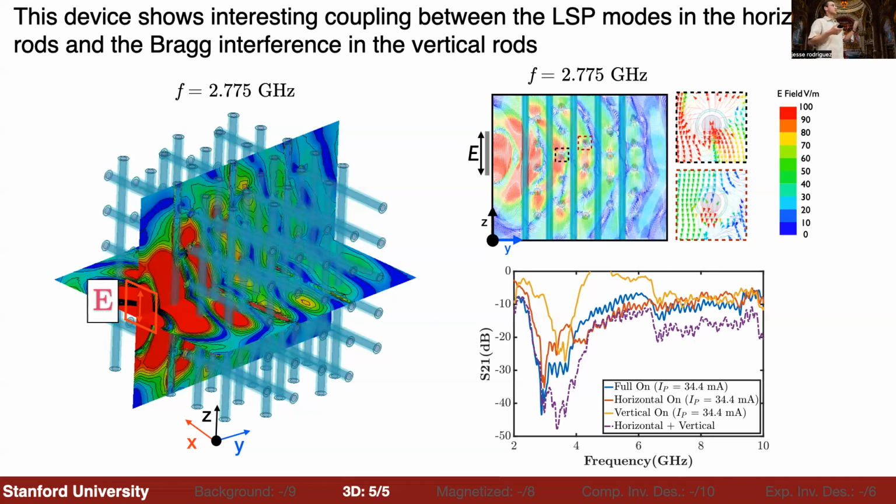And that shows you that you're getting this interesting coupling between those modes in the vertical and horizontal rods. So you have all that complex behavior going on with this 3D device that's composed of just non-magnetized plasma. It's nothing super crazy. Okay, so we've demonstrated this complex behavior with 3D devices. We've taken that step up, but what about magnetized plasma?